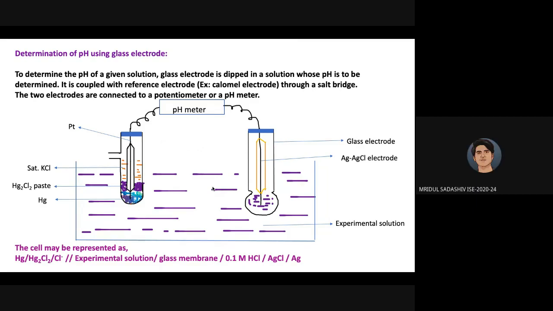Yes, ma'am. So this determination of pH using glass electrode is the application part. We are going to find how the pH can be determined for a particular experimental solution by using this ion selective electrode, that is the glass electrode. So write down this diagram so that in the next class I'll directly explain the measurement part, and then we'll go for the next concept.